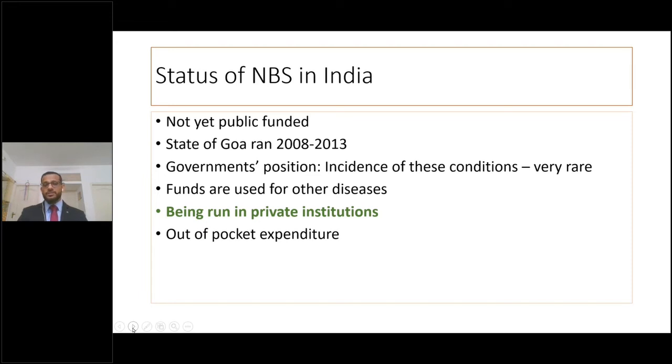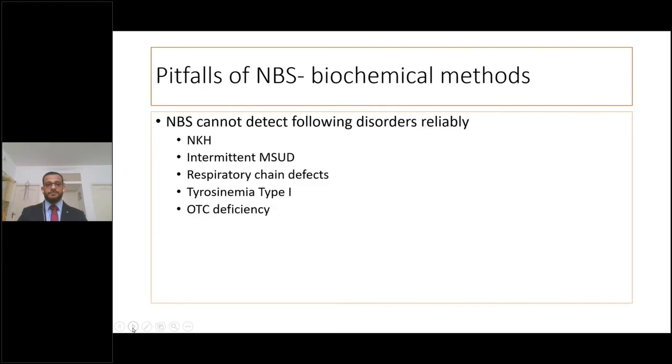But still, NBS is not yet public funded. One state, the state of Goa, ran a public funded program between 2008 and 2013, but it has been discontinued later due to the findings which were reported that these conditions are very rare, and the funds were diverted for other purposes. But having reached an infant mortality rate of less than 50, we are at the right time to initiate this program. And now, for the past 1 decade probably, that is being run in more and more private institutions in India. But yes, it involves out-of-pocket expenditure from the parents.